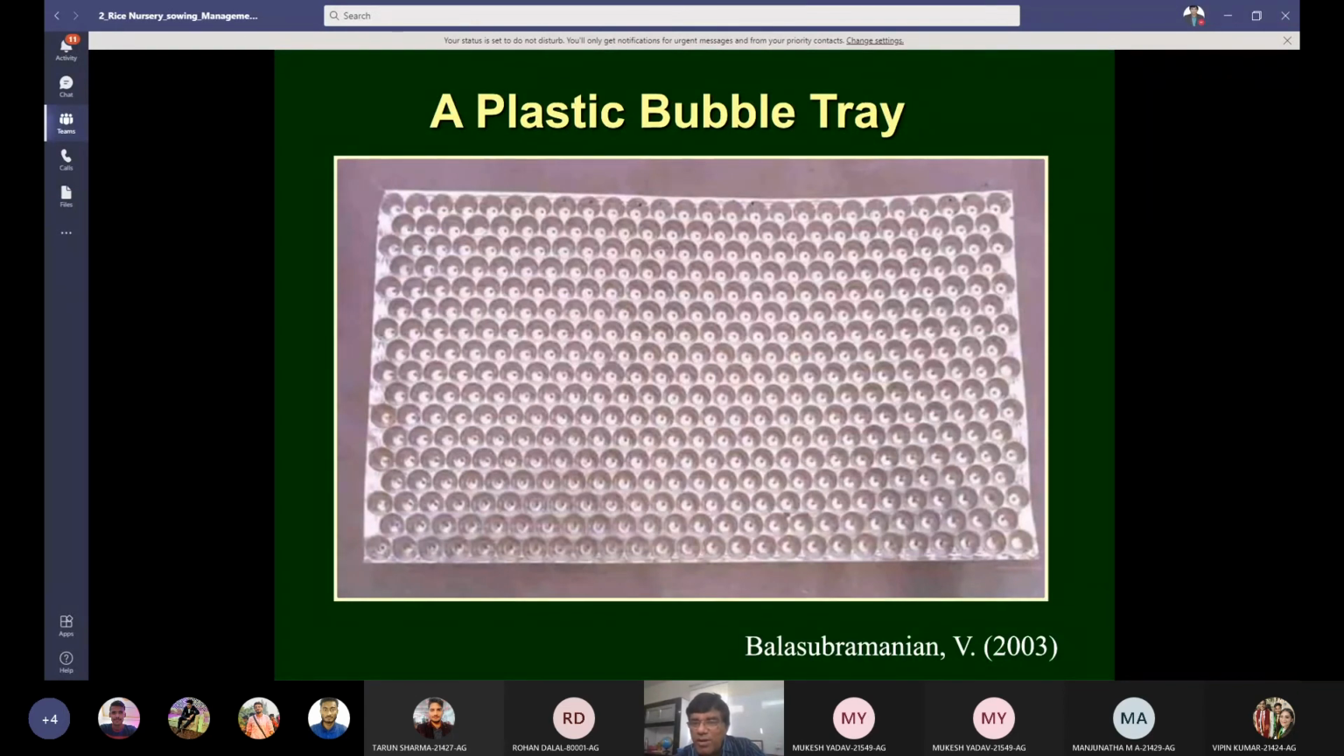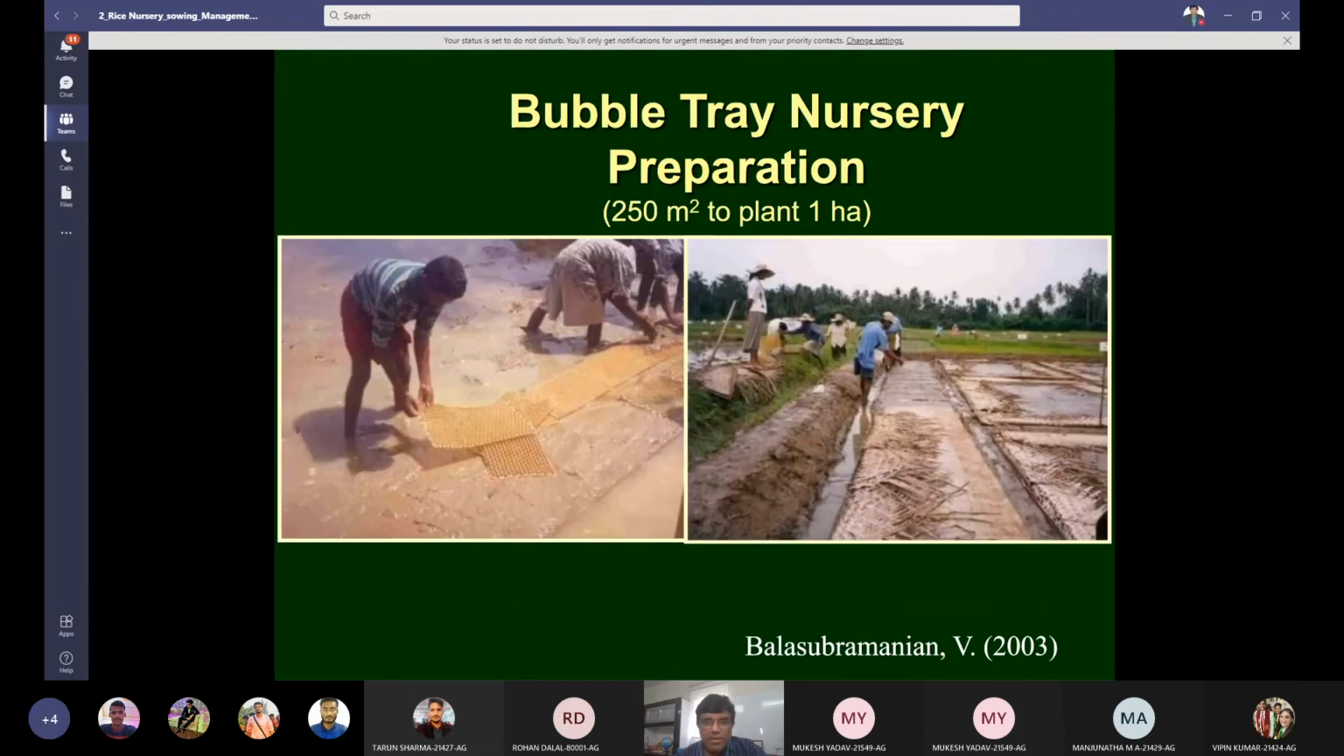Every hole or every bubble will give you 2-3 seedlings embedded in the soil, with the roots embedded in the soil. Like you must have seen in the case of a tree sapling. When we uproot a tree sapling, it comes with the soil. Same way, these rice seedlings come with soil. A small quantity of soil is adhered to the roots. This is how you can spread these bubble trays on the nursery bed areas.